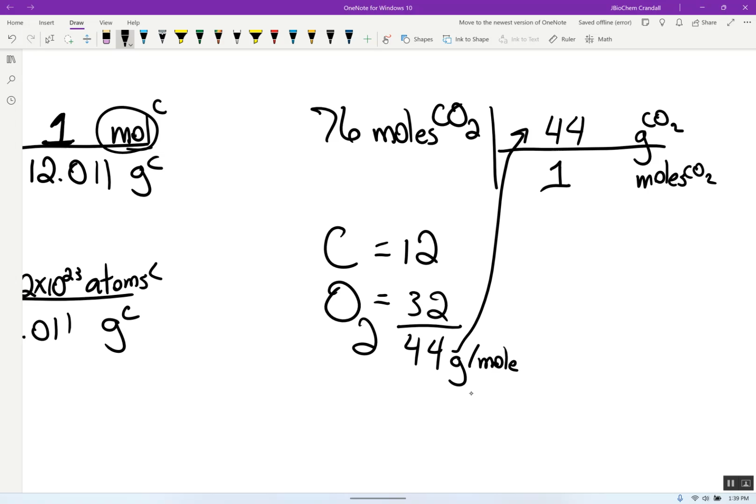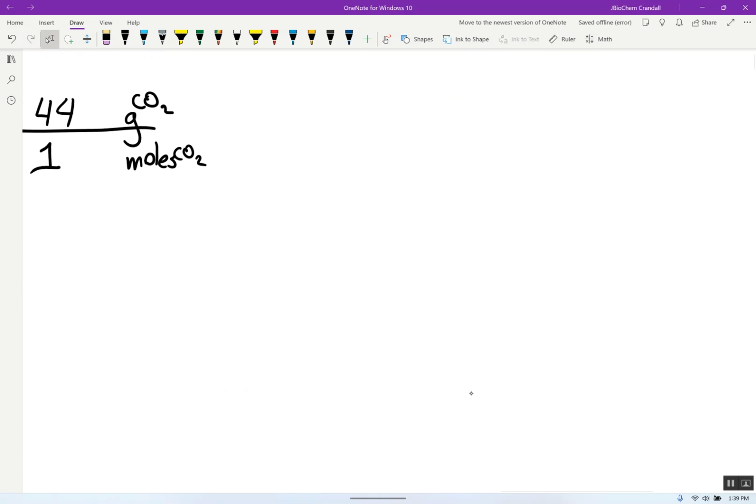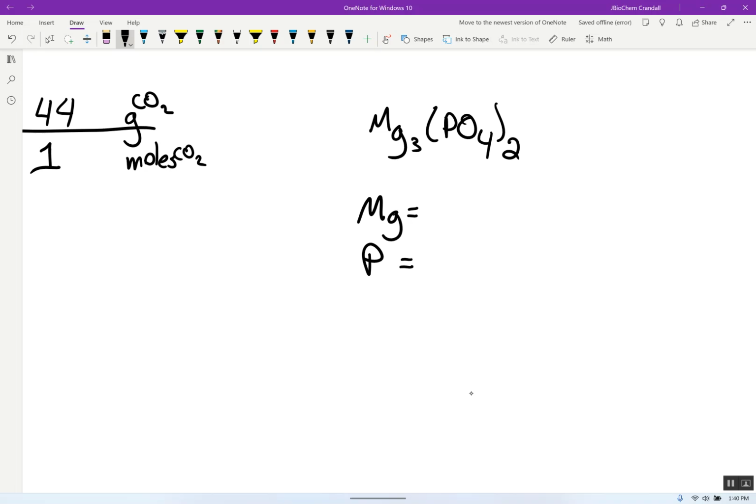Now, sometimes formulas are a little more complicated than CO2, but the concept would be the same. So, for example, magnesium phosphate, Mg3(PO4)2. Okay, if I want to find the formula mass for magnesium phosphate, I need to make a chart here. Magnesium, I'd find its mass. Phosphorus, I'd find its mass. Oxygen times 4, and I'd find its mass. Okay? So that's how I would go about doing this.